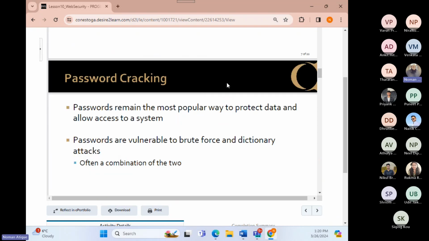So the next type is password cracking. Passwords remain the most popular way to protect data and allow access to a system. Of course, we always use passwords. Passwords are vulnerable to brute force and dictionary attacks.